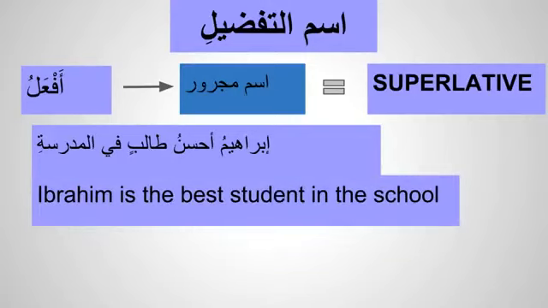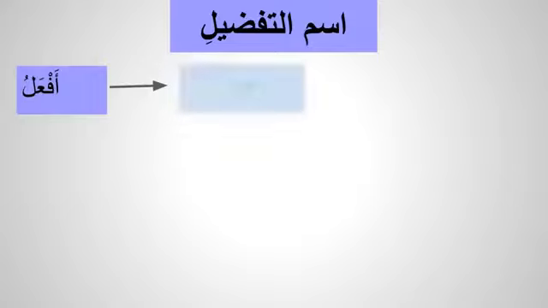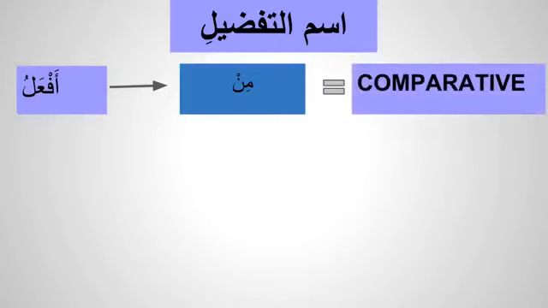Ibrahim is the best student. So if the same af'alu noun is followed by min, then that is a comparative degree. Here min does not have the same meaning as from.